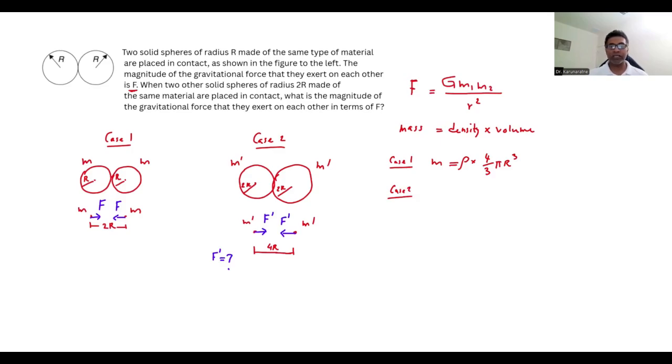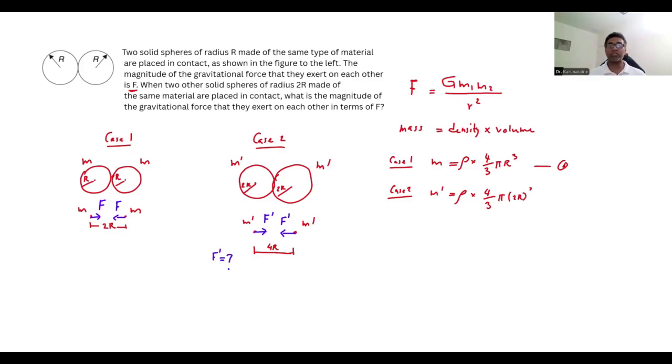And for case 2, similar to equation 1, I can write M prime is equal to the same density, since it's the same material, times the volume of a sphere, but the radius is different. So 4/3 pi, and instead of R, you can see it's (2R) cubed. And that's my second equation.